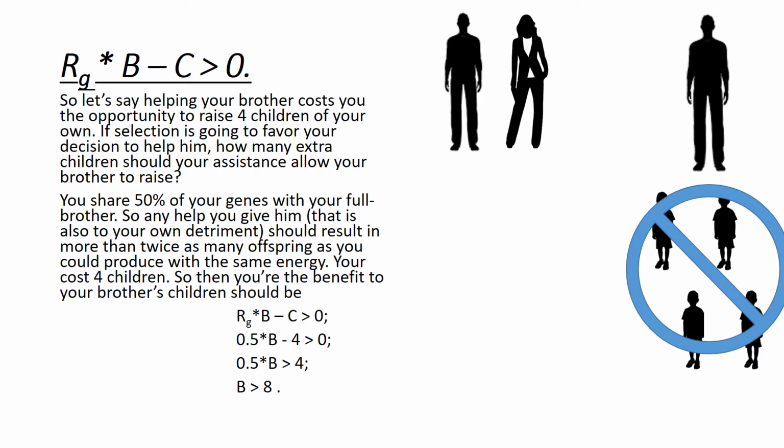Notice that we're looking at the benefit to the brother and the relatedness to the brother. Whoever's getting the benefit is going to be where you're calculating that degree of relatedness. So your brother's offspring and your own offspring are the numbers we're talking about here.